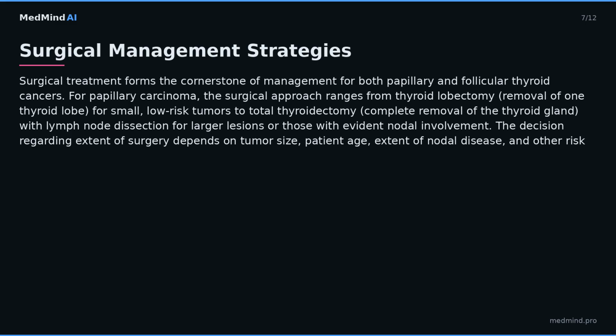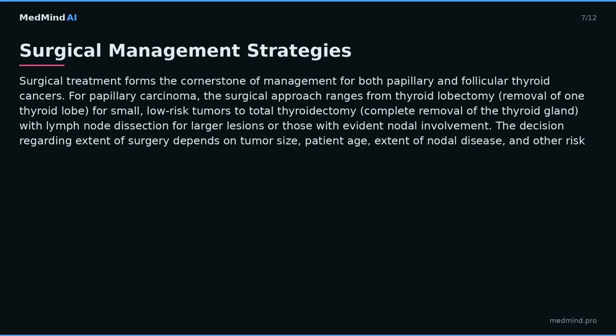Surgical management strategies. Surgical treatment forms the cornerstone of management for both papillary and follicular thyroid cancers. For papillary carcinoma, the surgical approach ranges from thyroid lobectomy, removal of one thyroid lobe, for small, low-risk tumors to total thyroidectomy, complete removal of the thyroid gland, with lymph node dissection for larger lesions or those with evident nodal involvement.